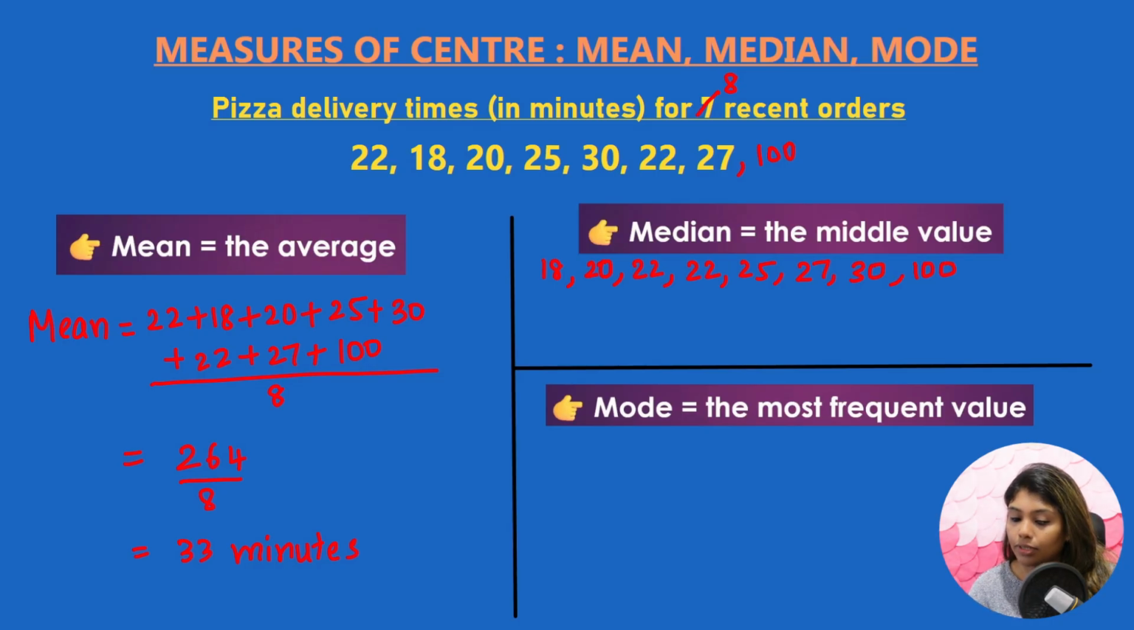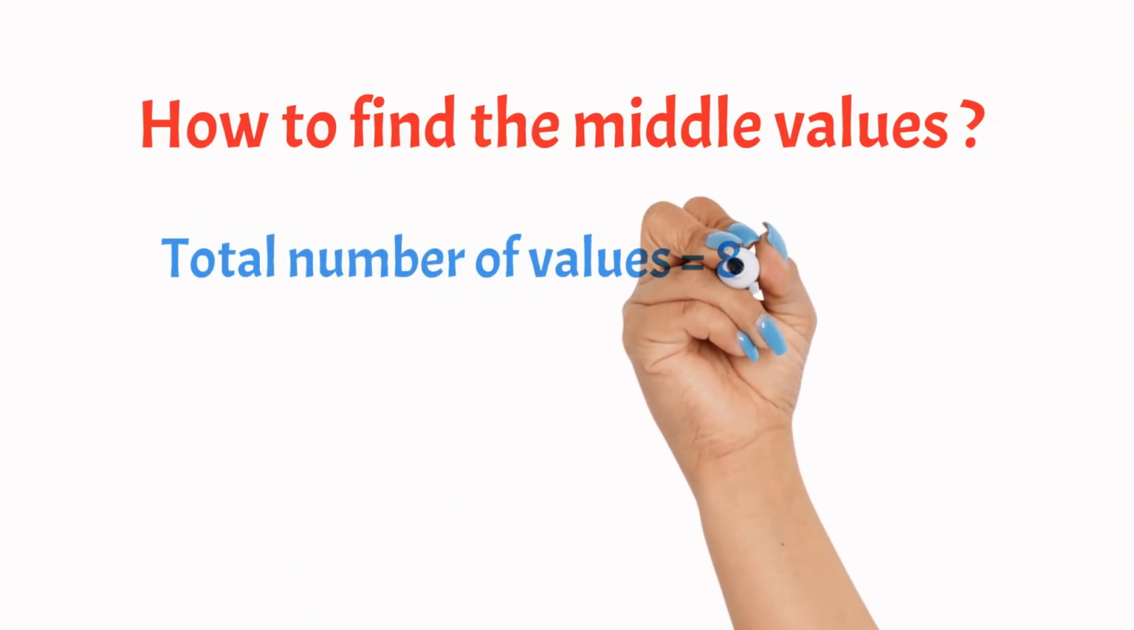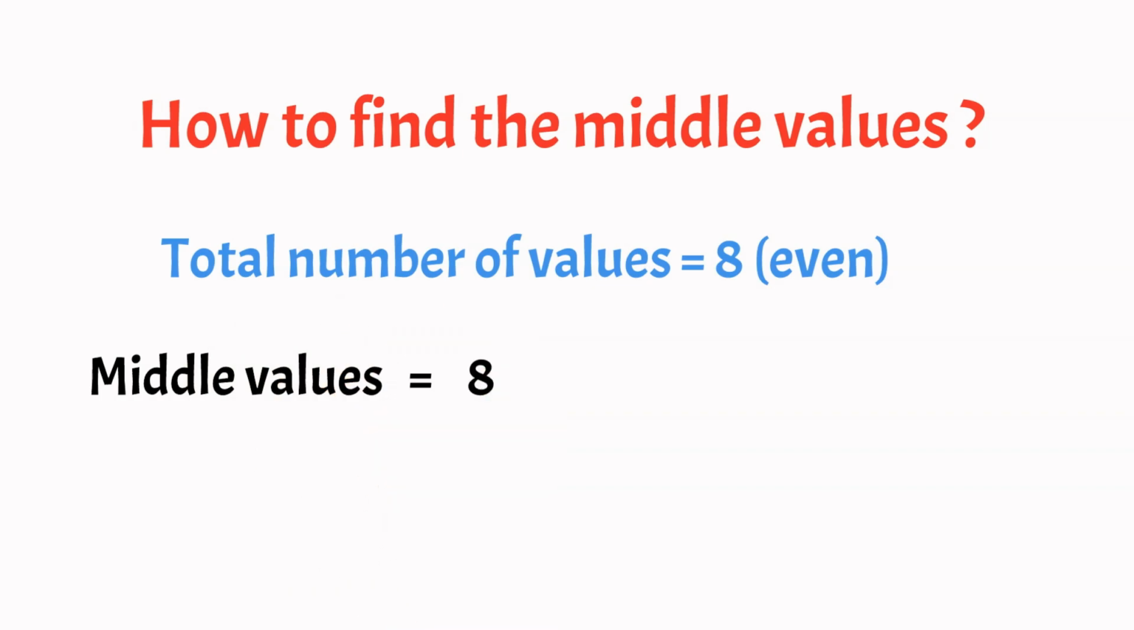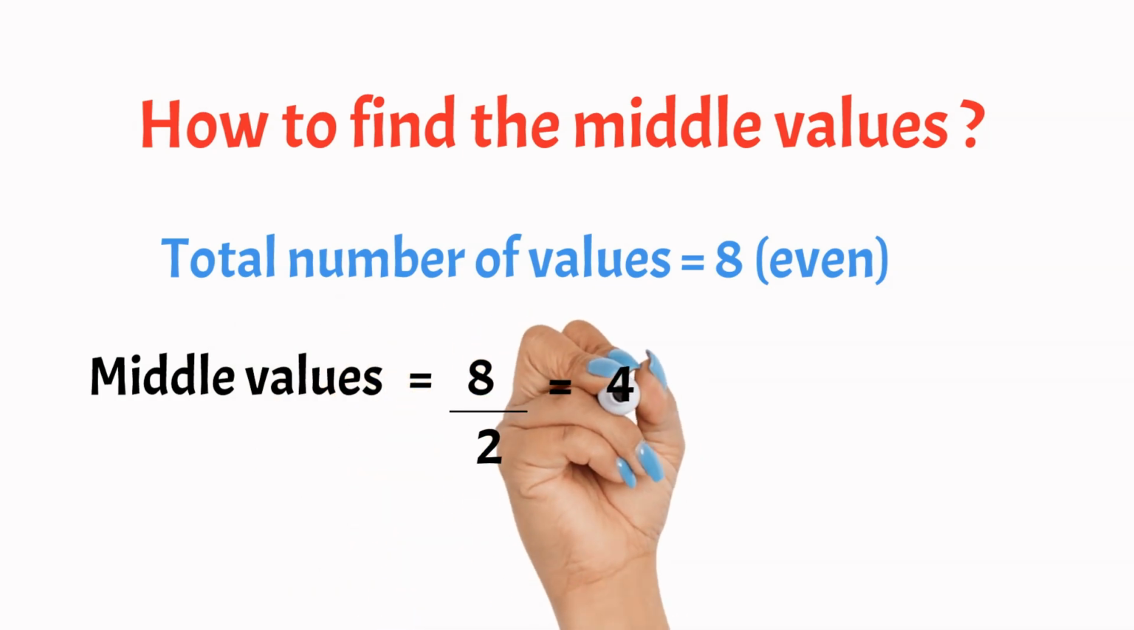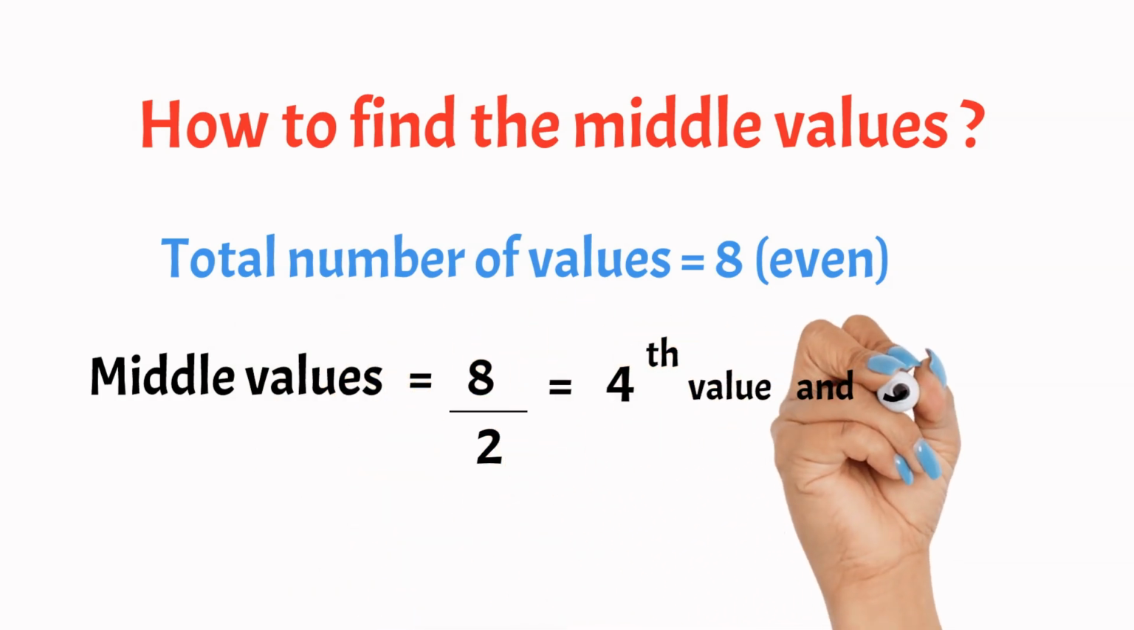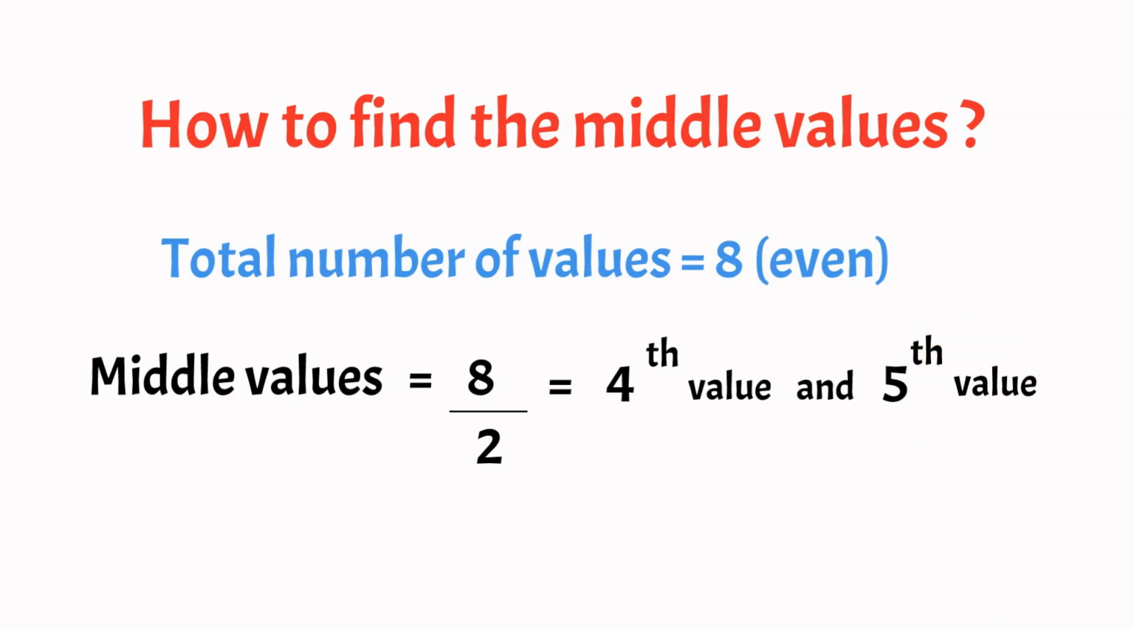Now the middle value here would be different from the previous case. In the previous case we had one middle value because there were 7 numbers, which is odd. But here we have 8 numbers, which is even. So when we have an even number of data, there will be 2 middle values. So which is 8 divided by 2, 4. So that means the 4th value and the 5th value are the middle values.